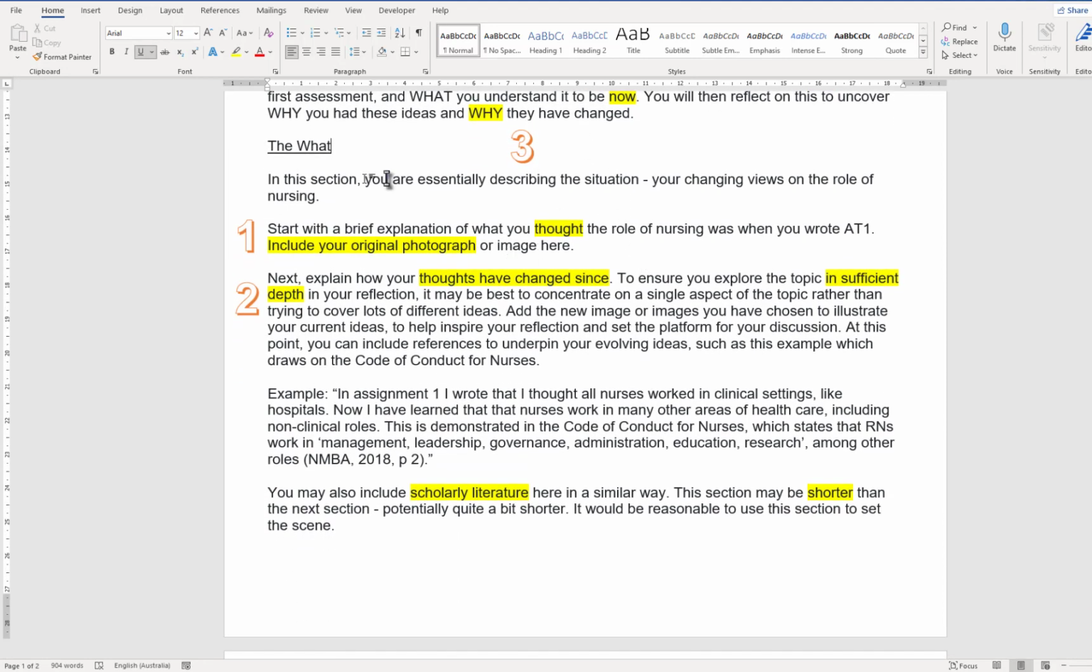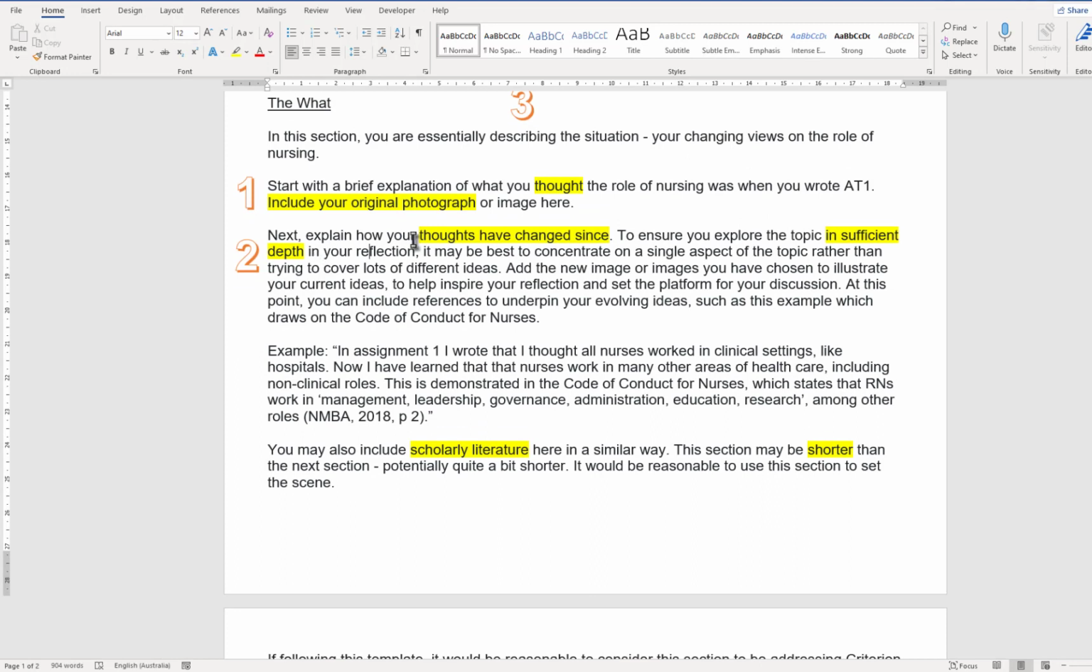So, to repeat, he's suggesting that section 1 of the body is your thoughts on the roles, including the original photograph or image, and then discuss what you talked about in AT1, what your original thoughts were, past tense, right?